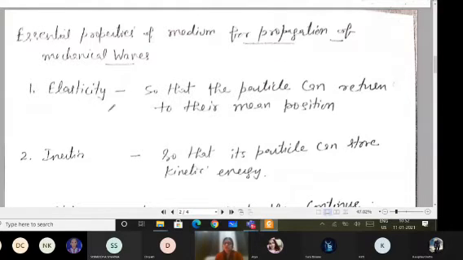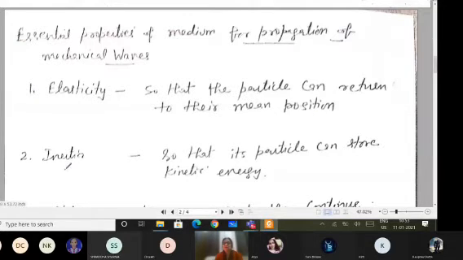So the characteristics which it should have: the first characteristic is elasticity. Because if the medium is not elastic, then the particle will not be able to return to its mean position. So this is the first important property of the medium, that it should have some elasticity so that the particle can return to its mean position.